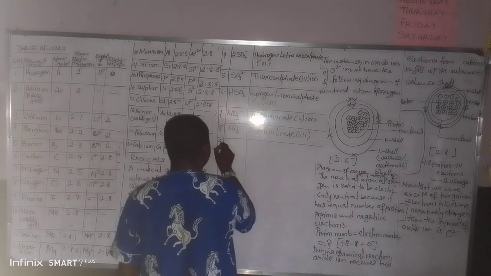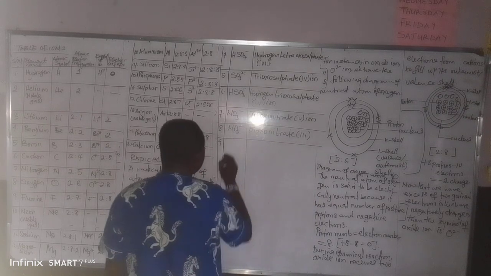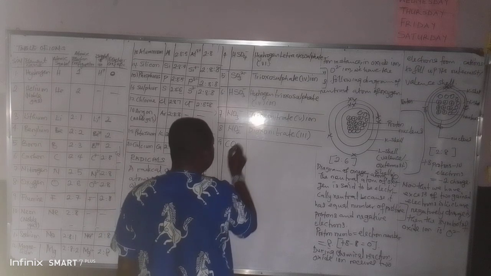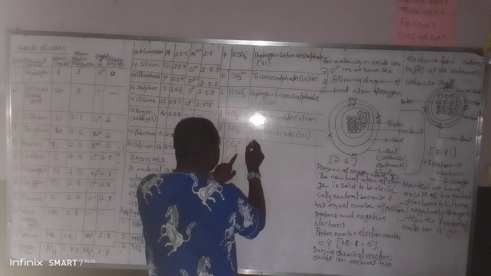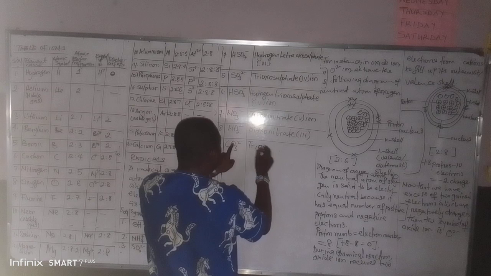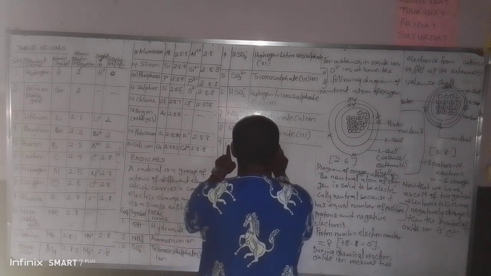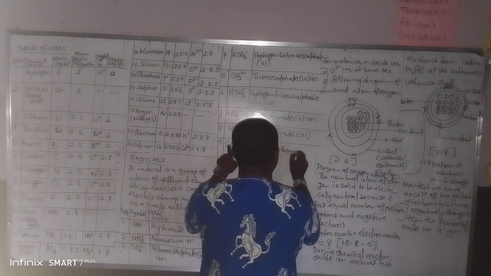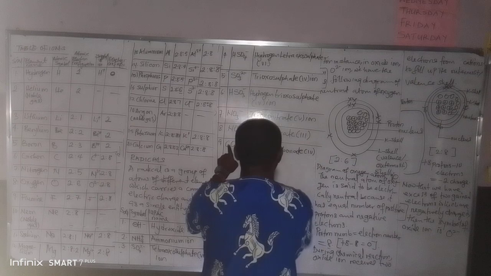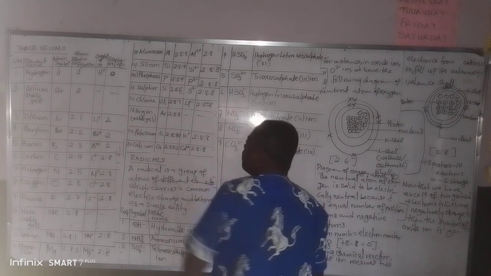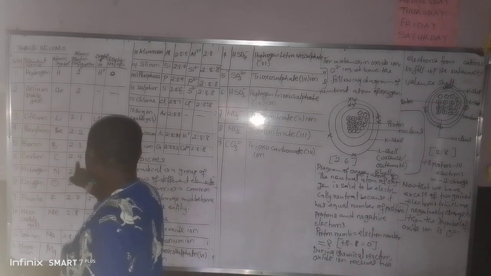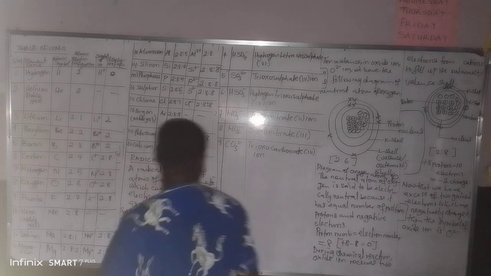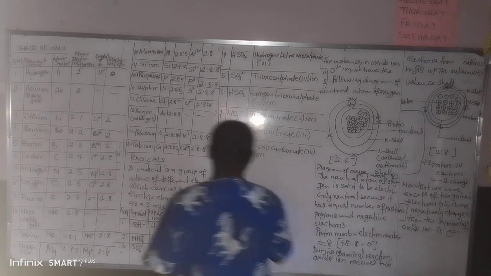So then number 9, we have CO3 2 minus. This is trioxo. This carbon is carbonate IV ion. Yes, carbon is number 6. That is 2, 4. It ends in 4. Because of that, that's why we have this IV.